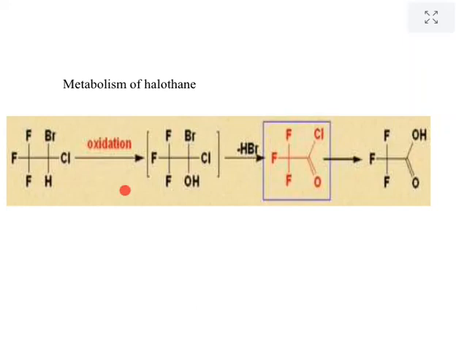So metabolism of halogen. The first thing that happens is, of course, you have that hydrogen, so there will be oxidative hydroxylation. There will be oxidation there. And once you have that oxidation, you can see these square brackets. This is a very unstable compound, and because of that, it loses hydrogen bromide. It will lose this hydrogen here and this bromine, and that will result in this double bond there.